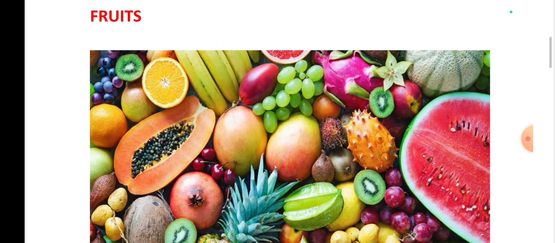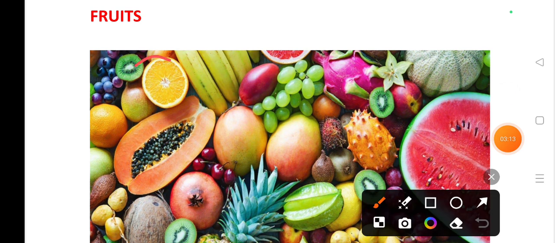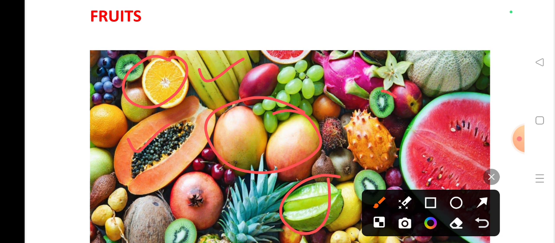Fruits. Let's see the examples of fruits. Orange, papita, banana, mangoes, then star fruit, kiwi, watermelon, muskmelon, grapes. These are the examples of fruits.